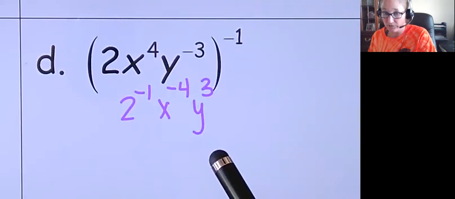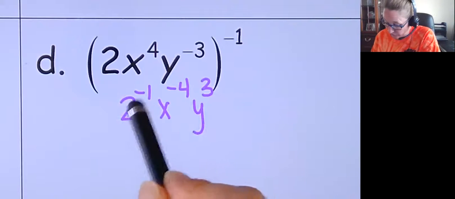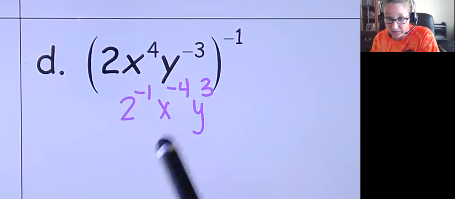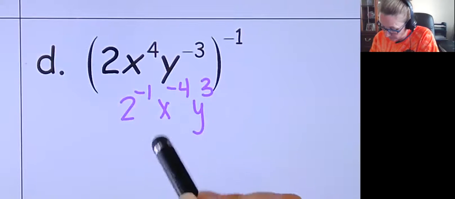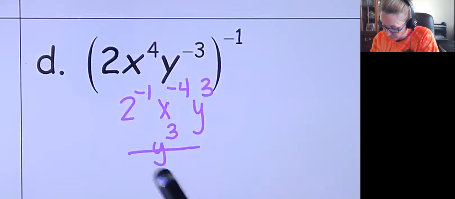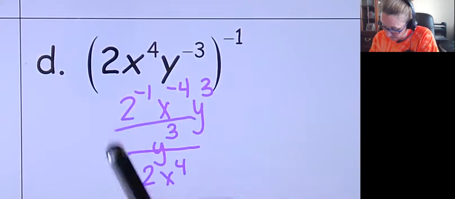is a positive. And now what I'm going to do is this 2 to the -1st is going to go on the bottom, this x to the -4th is going to go to the bottom, and the y to the 3rd is going to stay on top. So I'm going to have y to the 3rd over 2 x to the 4th, and that's our answer.